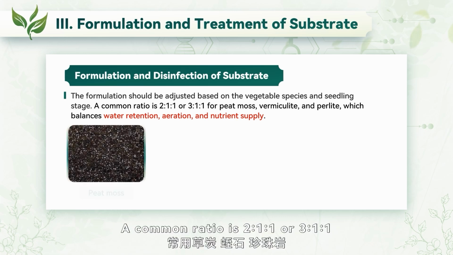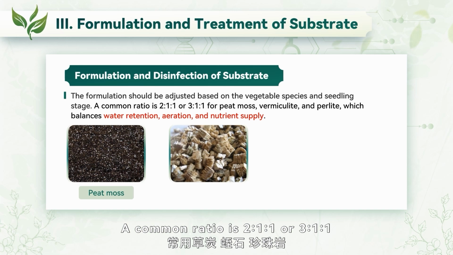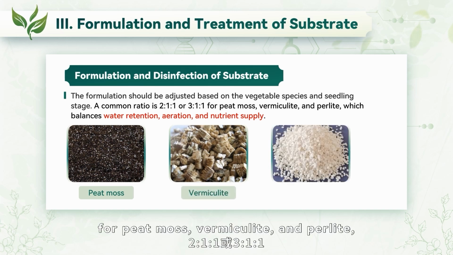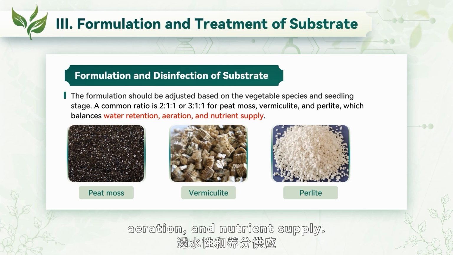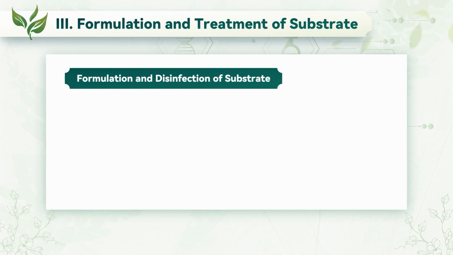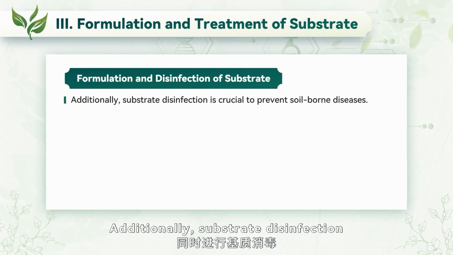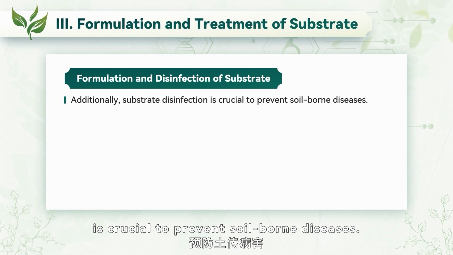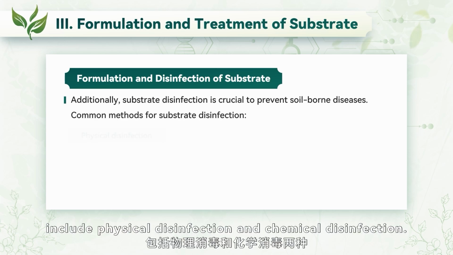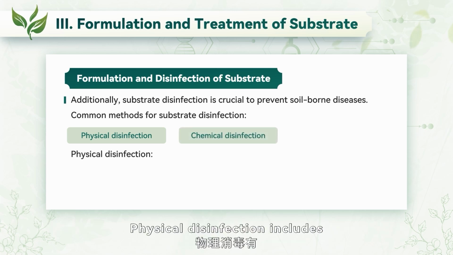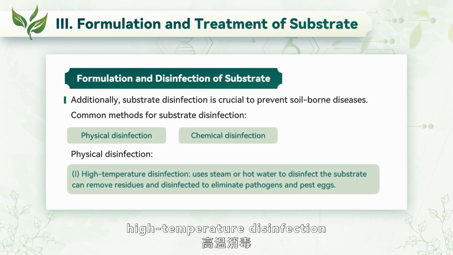A common ratio is 2:1:1 or 3:1:1 for peat moss, vermiculite, and perlite, which balances water retention, aeration, and nutrient supply. Additionally, substrate disinfection is crucial to prevent soil-borne diseases. Common methods for substrate disinfection include physical disinfection and chemical disinfection. Physical disinfection includes high-temperature disinfection and solar disinfection.